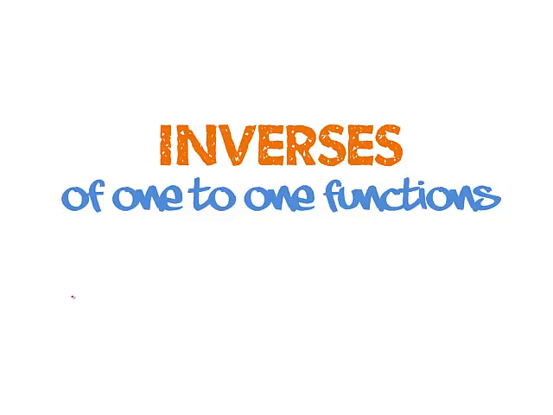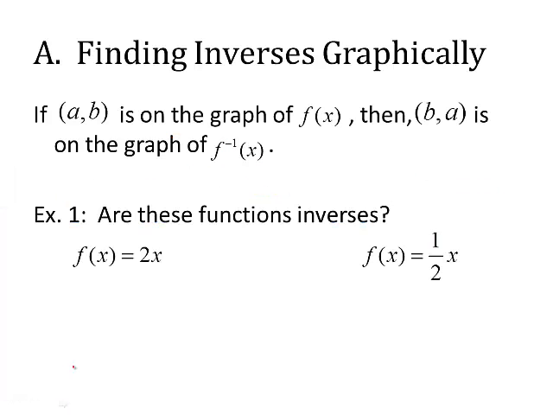Right, so we're talking about inverses of one-to-one functions, and I'll explain what I mean by that in a little bit. Okay, so finding inverses graphically. It says if a point (a, b) is on the graph of f(x), your function, then (b, a) is on the graph of its inverse, f inverse of x.